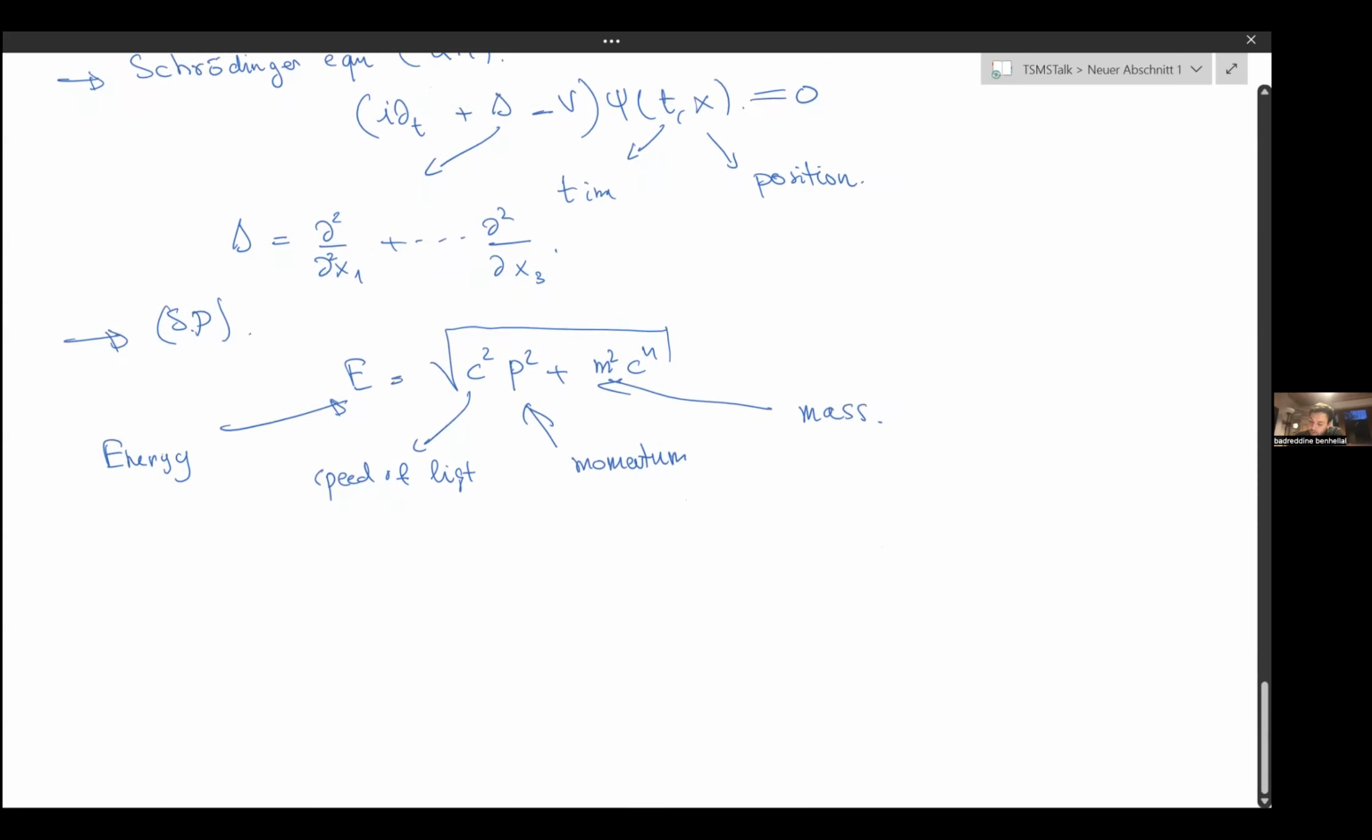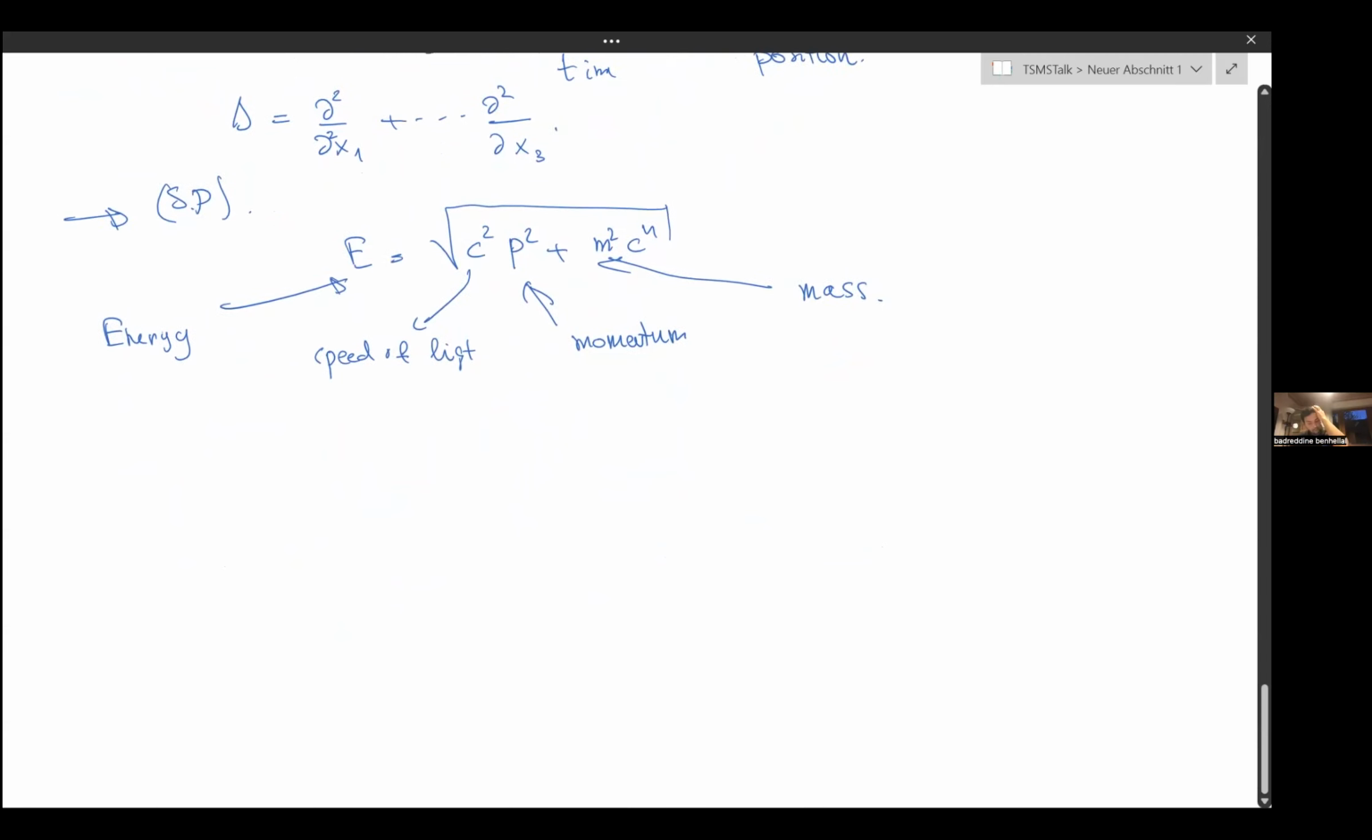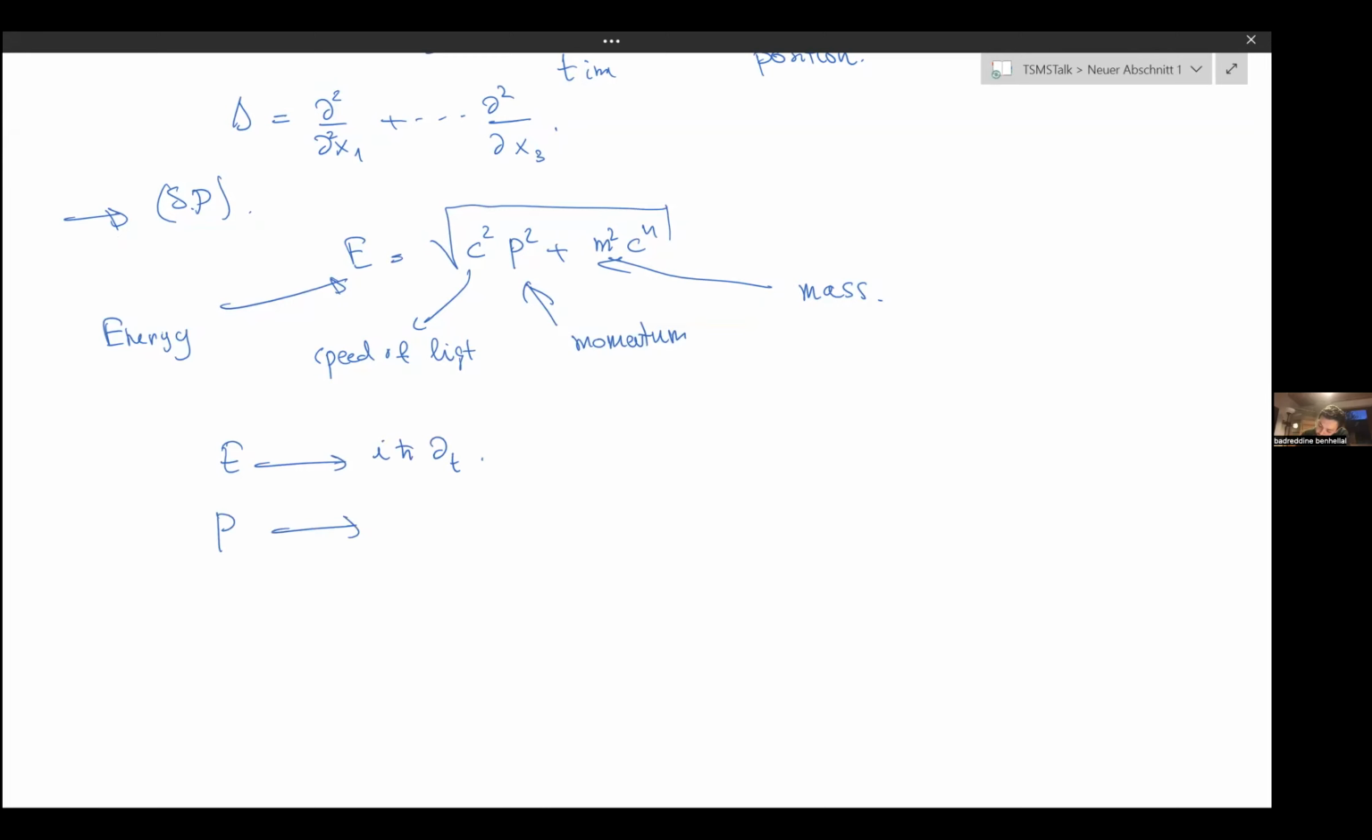So let me just recall what happens in quantum mechanics. In quantum mechanics you have what we call quantization. In fact, the energy is quantized as E equals i h bar ∂t. And for the momentum, you have the quantization p equals minus i h bar times the gradient. So this is the gradient in R3, of course. And here h bar is the Planck constant.